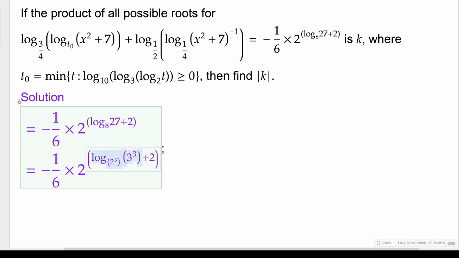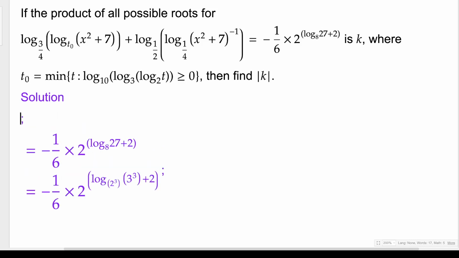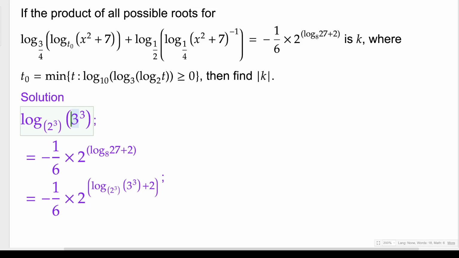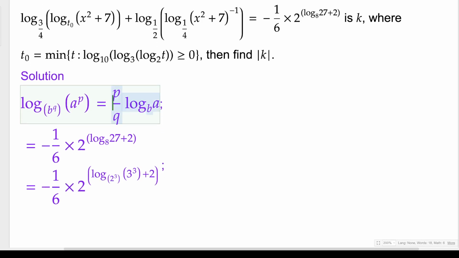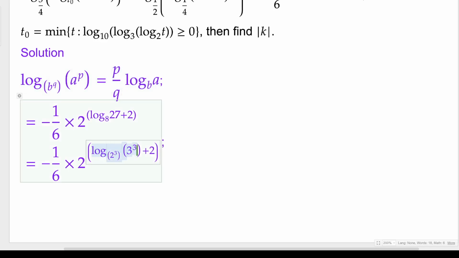Now we'll use a logarithmic identity which states that if I have log of a with power p, and in the base we are having log of b with power q, this can be written as p over q times log of argument a and base b. So I will be using this particular identity to resolve this sub-expression. Now moving forward to the next step.